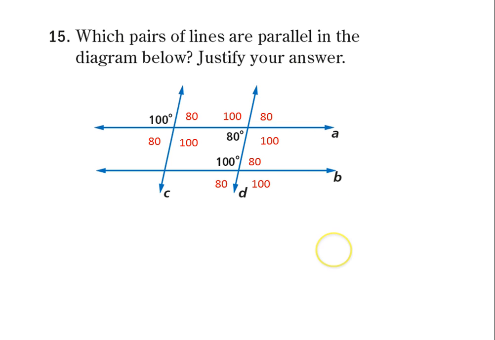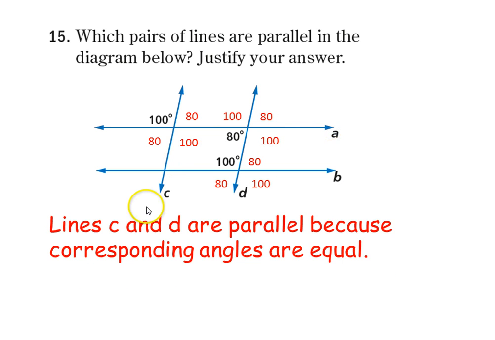So now we have enough information to conclude whether or not the lines are parallel. I can say that lines C and D are parallel. This line right here and this line right here are parallel because of these angles. These four corresponding angles correspond to these four, and they're all equal: 100 to 100, 80 to 80, 100 to 100, 80 to 80. If all of those are equal, then the lines would be parallel.